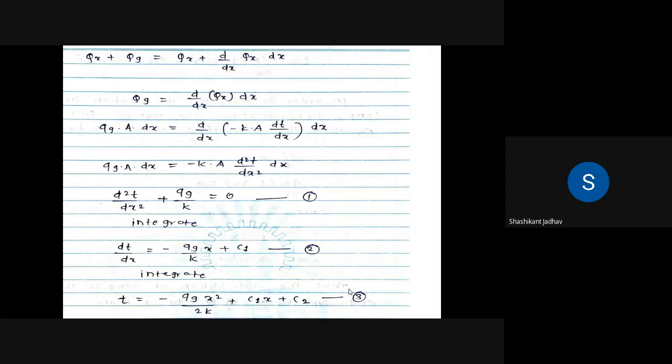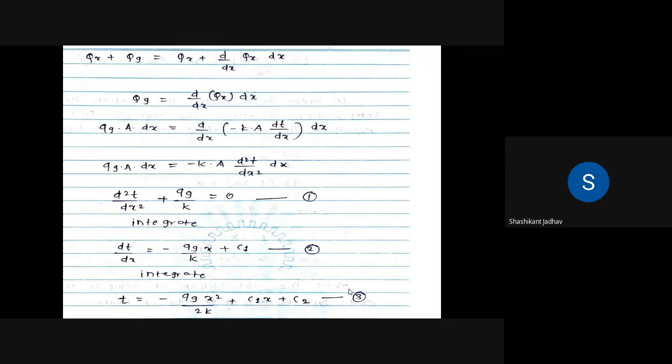Area will be cancelled, dx will be cancelled. So what is the remaining equation? d square t upon dx square plus qg by k is equal to 0, and that is the equation number 1.